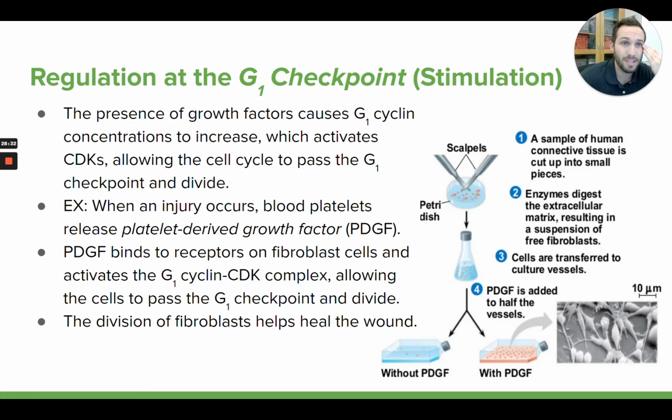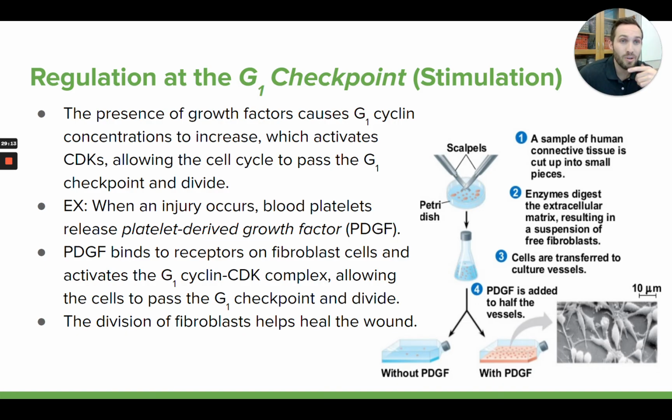By injured cells, these growth factors are going to bind to fibroblast cells. Fibroblast cells are cells in your body that help to clot your blood, and they help to heal wounds. When those cells bind to the PDGF, it allows the G1 cyclin CDK complex to become activated. So that first set of CDKs with the first set of cyclins starts becoming activated once this guy binds to the receptors on those special cells, and this encourages the cell to move past the G1 checkpoint.